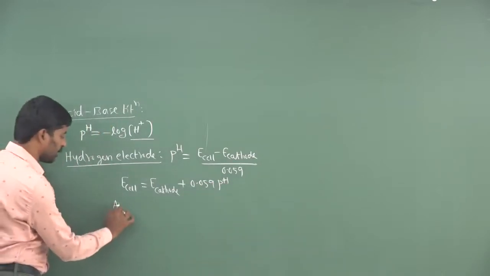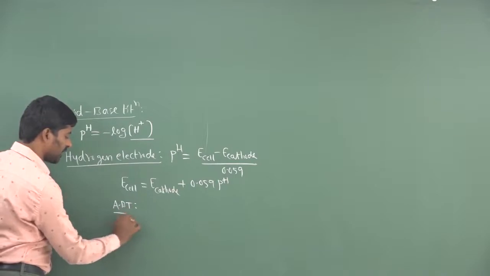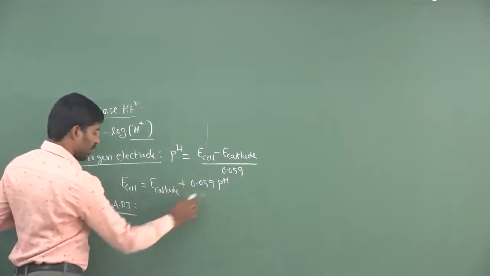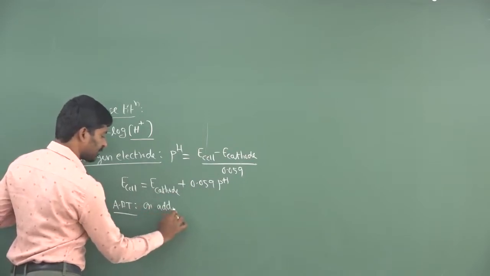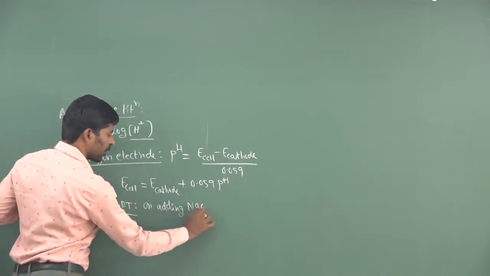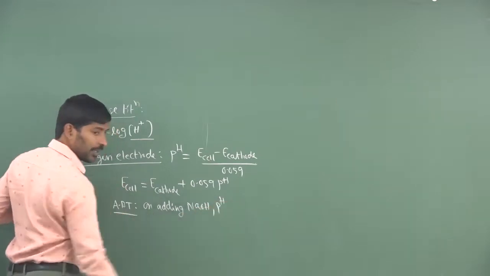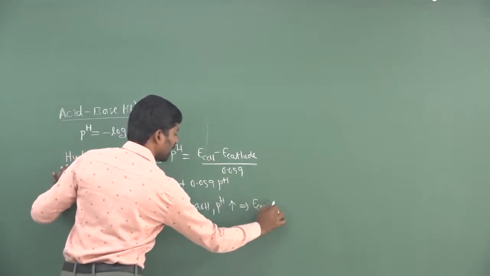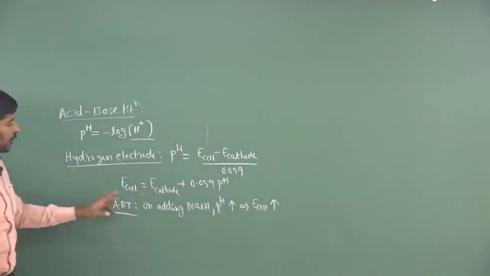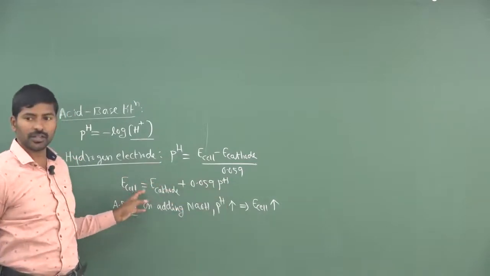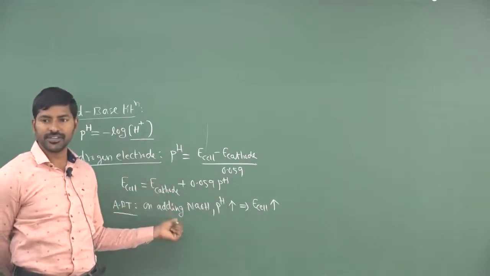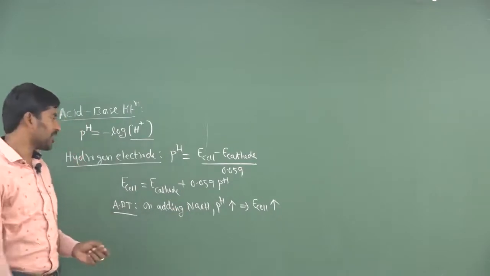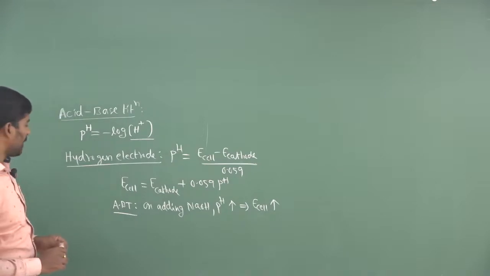So if you take acid base titration, while we are adding NaOH, what happens to pH of the solution? It increases, so therefore E cell also increases. On adding NaOH, pH of the solution increases, so cell potential also increases. In the beginning, slow increase is observed, and at end point, sudden jump in the potential is observed.